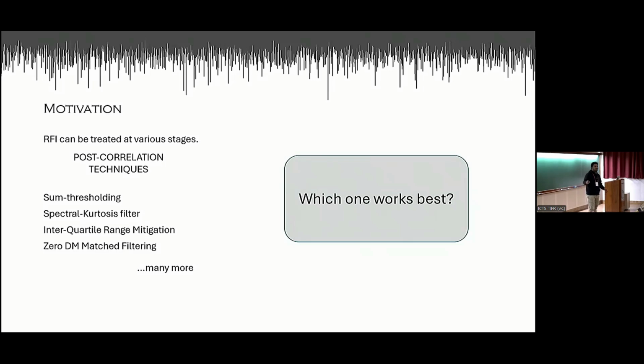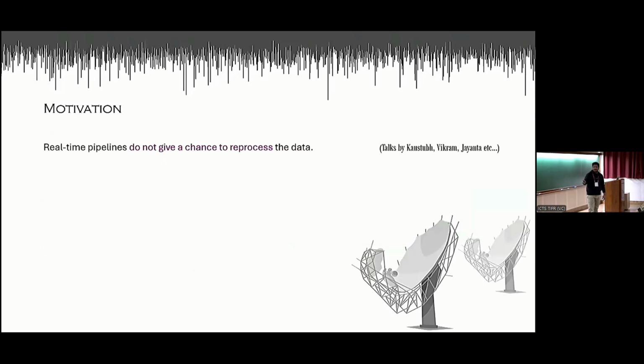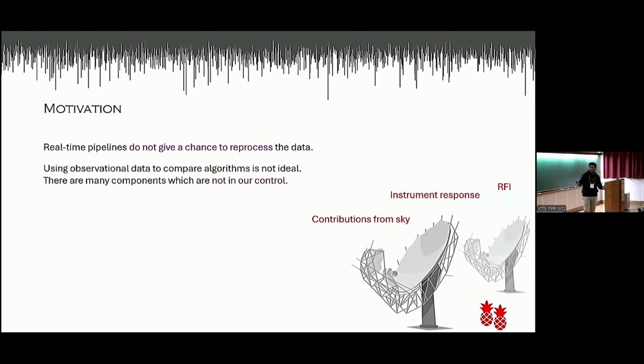Why does this question come up, which one works best? Let's just try and see, right? But there are some problems in real-time pipelines that are being deployed now. Real-time pipelines do not give a chance to reprocess the data. Once a run is through, it's gone, and we just have some metadata after that. You have been listening to all the talks this morning, probably even last week. So we don't have a chance to reprocess the data.